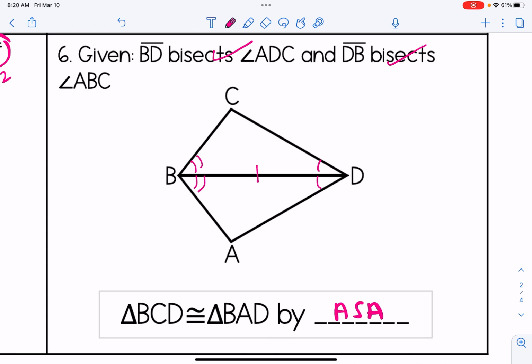Hopefully this video helped you better understand how to recognize the 5 methods of congruency.